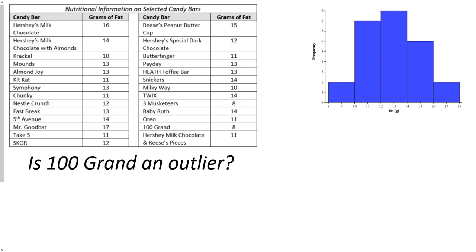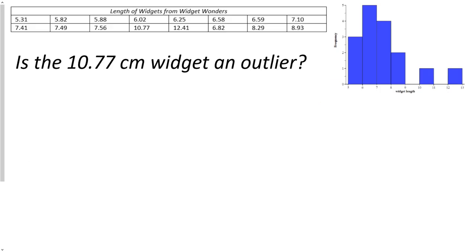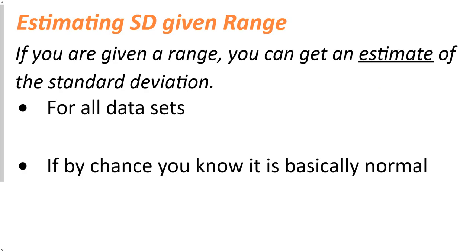So, I want to wrap it up here, but just a couple quick examples. Would 100 grand be an outlier? We can look at it. This looks like it's basically normal. We would use the empirical rule. Example here. This is definitely not normal. This looks like it's skewed right. So to determine if it's an outlier, we would use Chebyshev's theorem. It just depends on that shape.